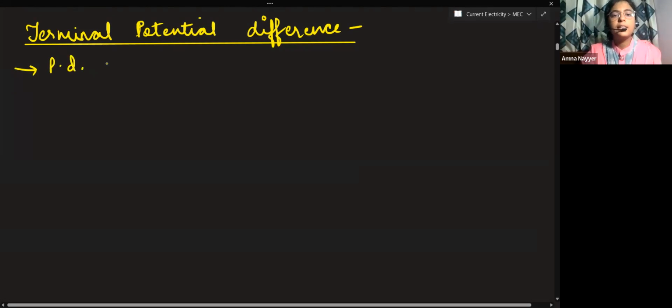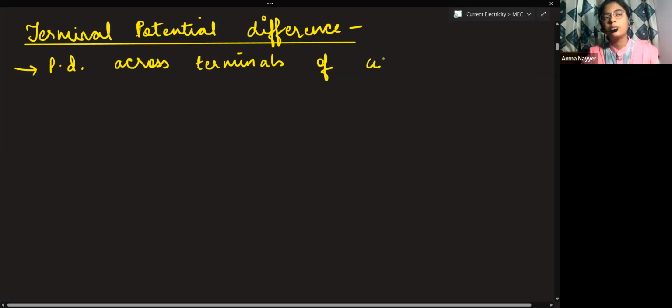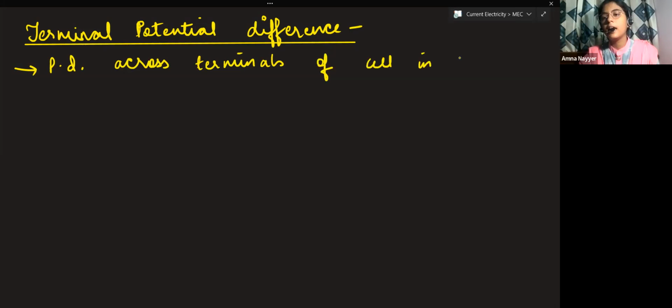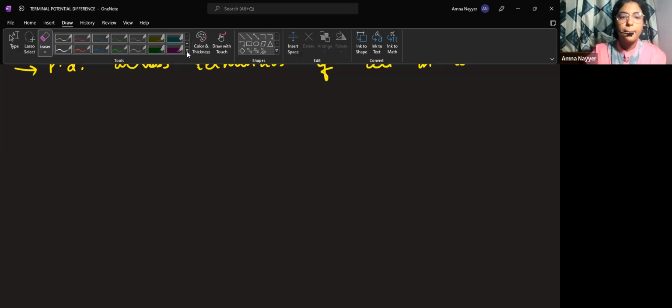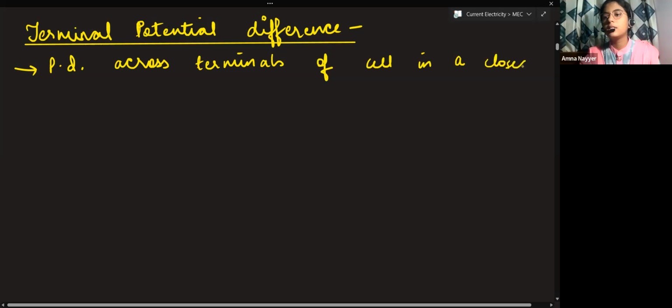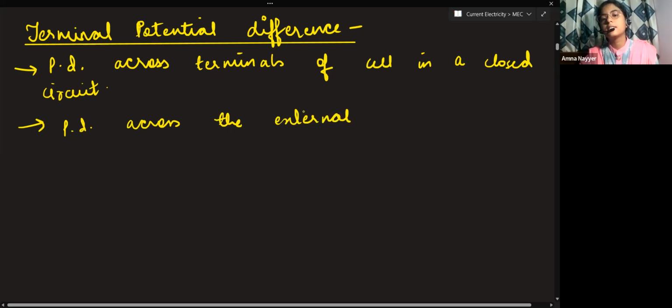So this is the potential difference across terminals of a cell, not in an open circuit, in a closed circuit. So potential difference across terminals of a cell in a closed circuit. This is terminal potential difference. Or you can say this is the potential difference across the external resistors.